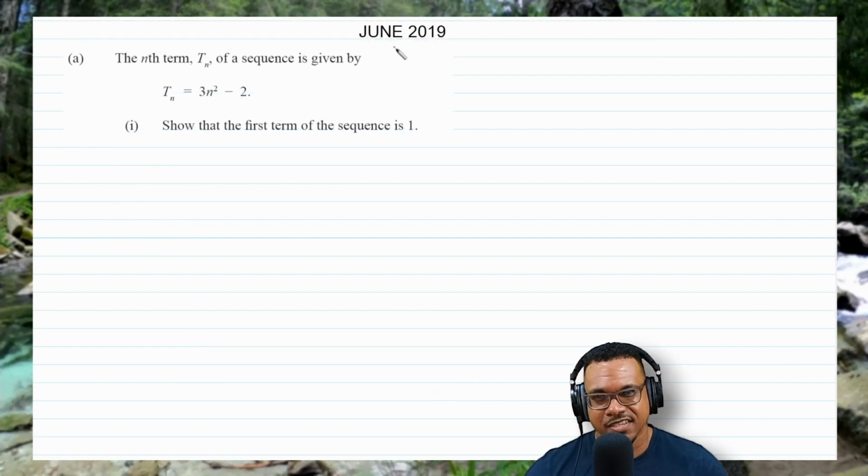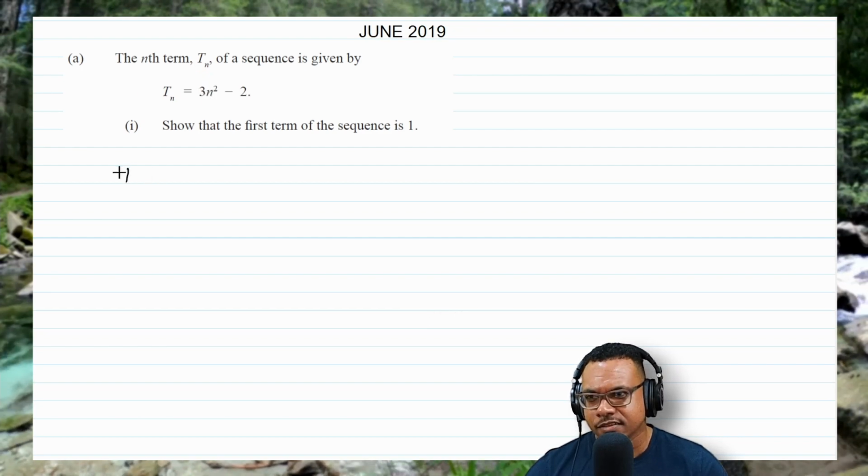So now moving on to question 7 for June 2019. We have the nth term Tn of a sequence is given by Tn is equal to 3n squared take away 2. We want to show that the first term of the sequence is equal to 1. Now, since we've seen that the nth term is Tn, it means the first term is going to be T1 when n is equal to 1.